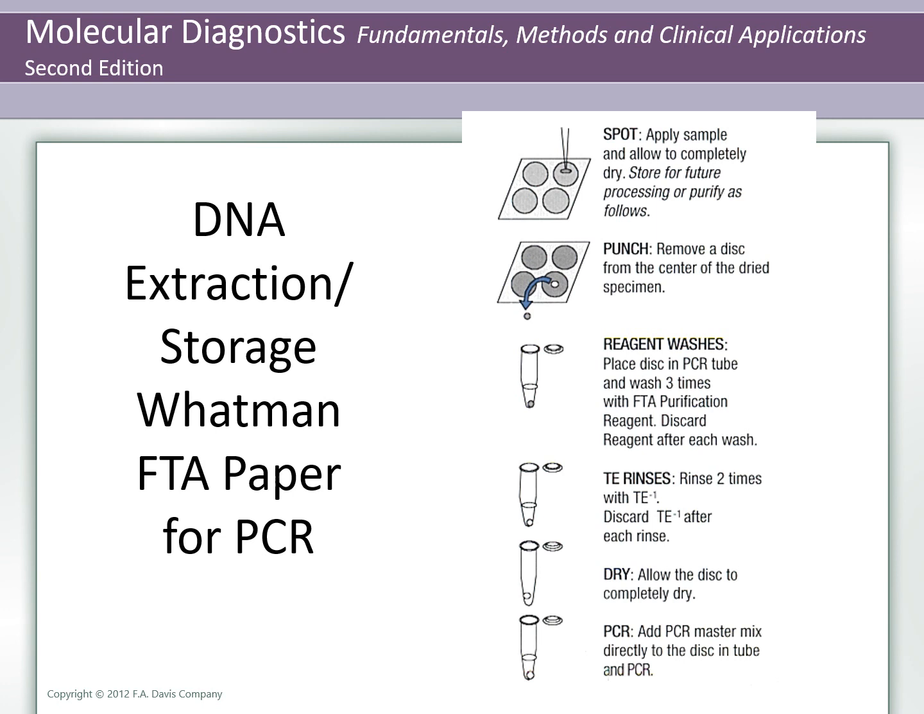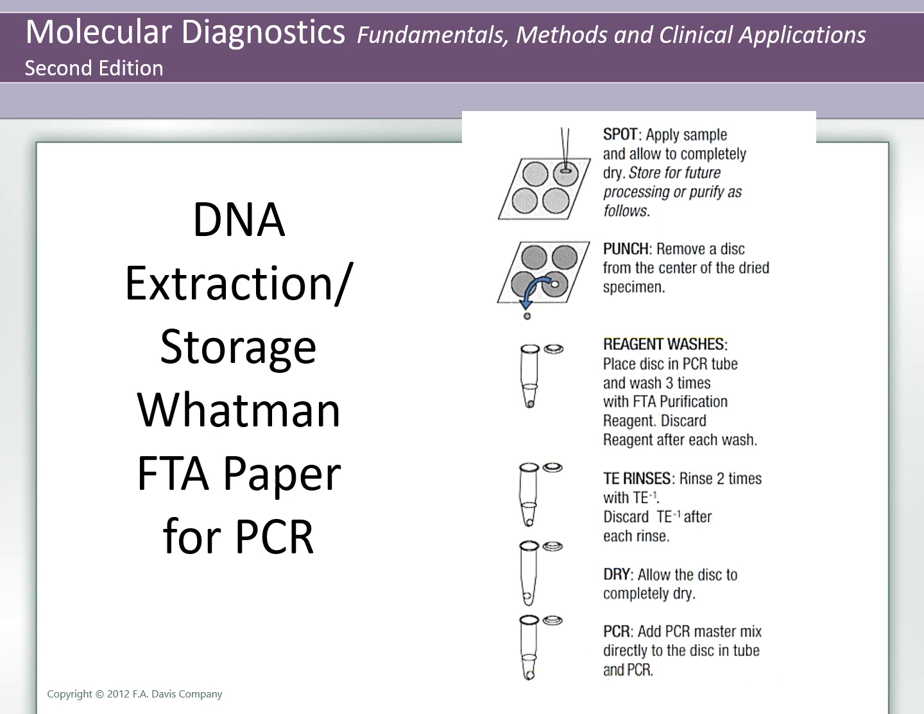This procedure is an example of DNA extraction and storage using Whatman FTA paper for PCR. The Whatman FTA card is a filter paper product manufactured by GE Healthcare. It's a paper matrix laced with proprietary mixtures of chemicals that lyse cells and stabilize nucleic acids on contact for long-term storage at room temperature.